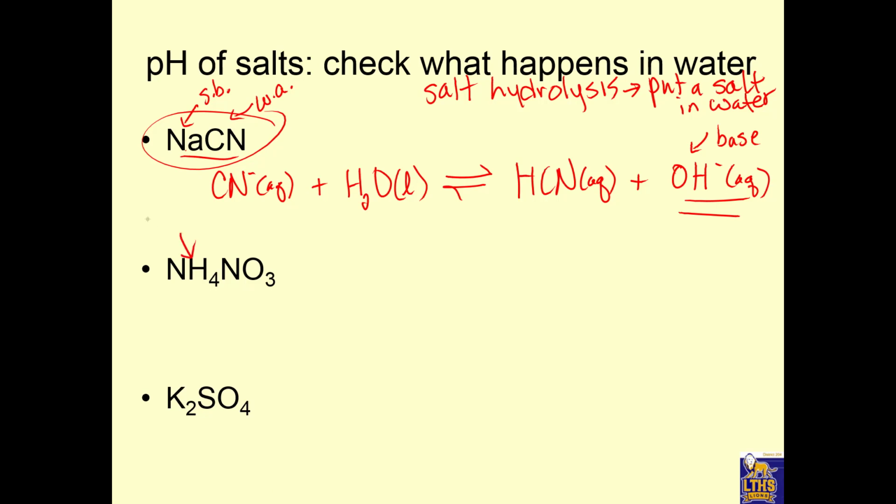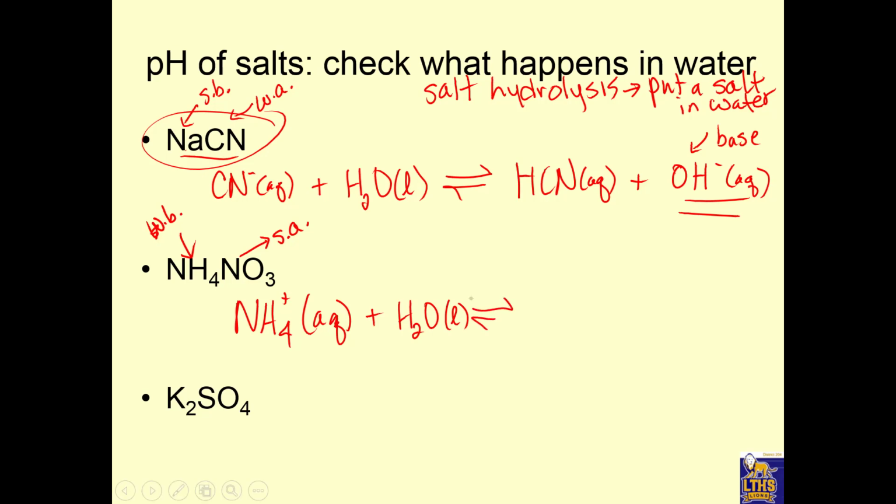Okay? This came from ammonia, which is a weak base. This came from nitric acid, which is a strong acid. So when you put this into water, the NH4 part, which is a plus, doesn't really want to be NH4 plus because it's a weak base.